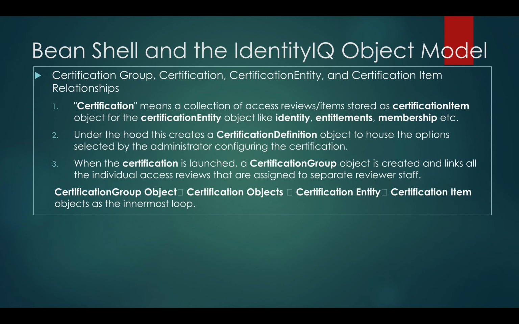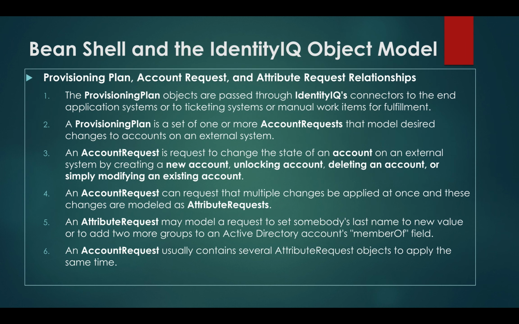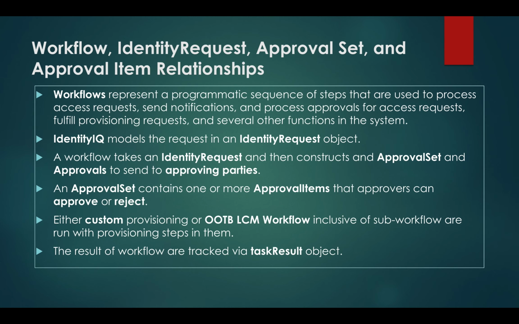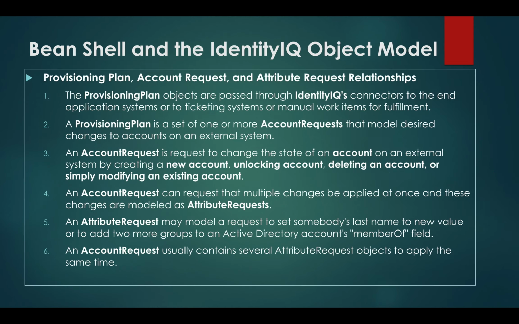We will also describe the certification group, certification entity, and certification item relationship. Then the other important objects and their interrelationship belong to provisioning plan, account request, and attribute request. And ultimately we will also describe the workflow, identity request, approval set, and approval item objects and their interrelationship.